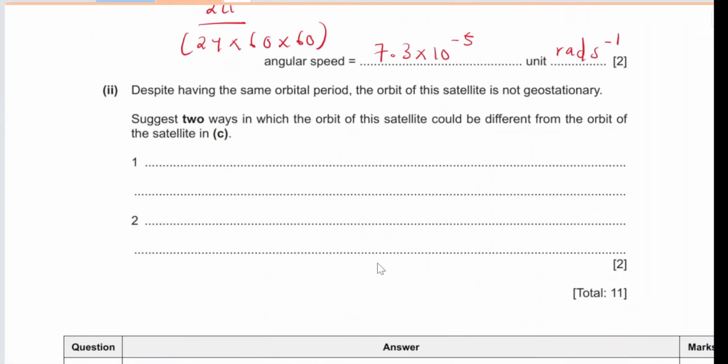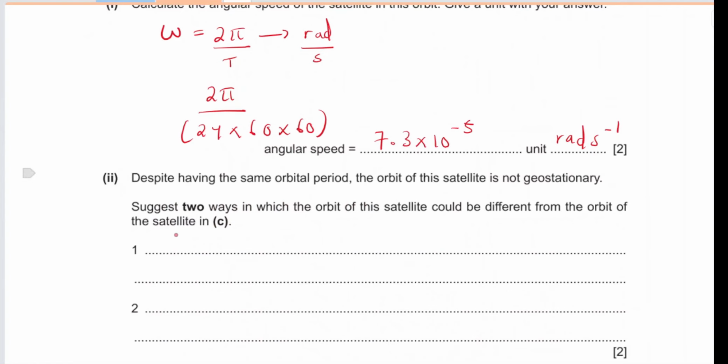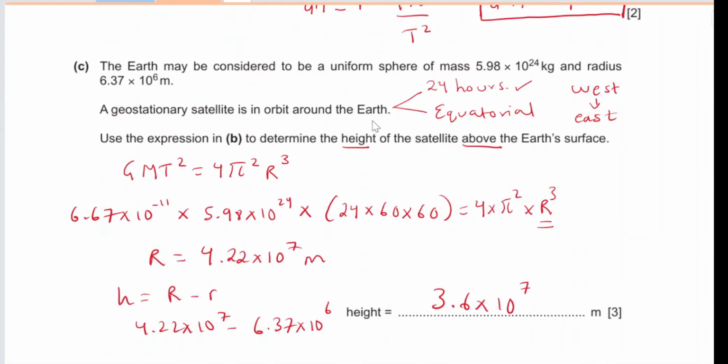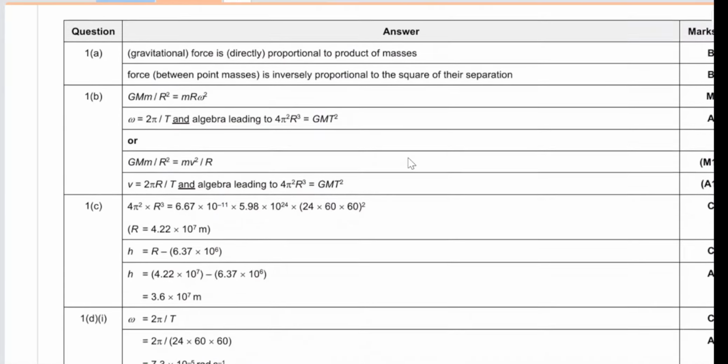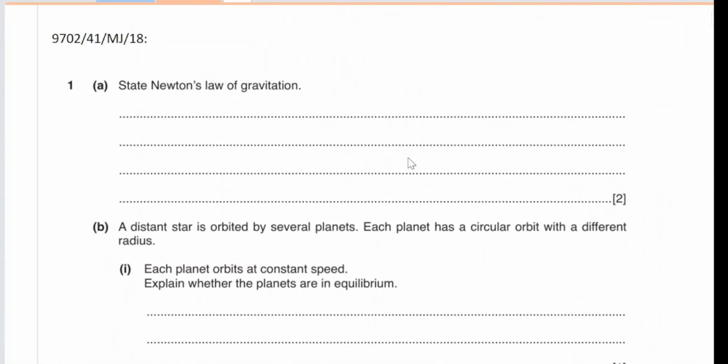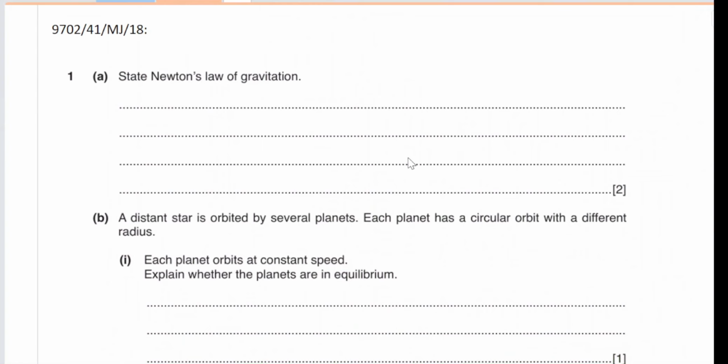So if this one is not geostationary, that means that it could be traveling from east to west instead of west to east. And for another one, you can just write the opposite of this. So a geostationary orbit is in an equatorial plane. So this one will not be in an equatorial plane, right? So not in an equatorial plane. I have also attached the marking schemes for you, so you can refer to that as well if you need additional help. Let's go to the next question.